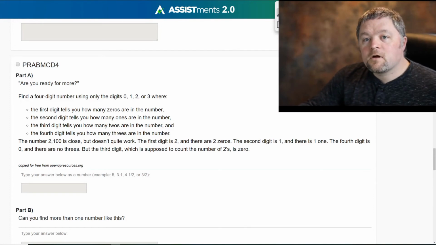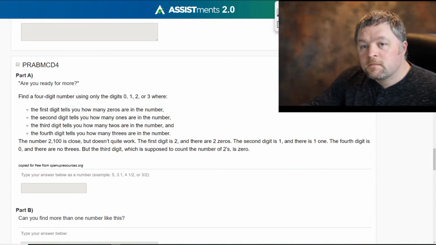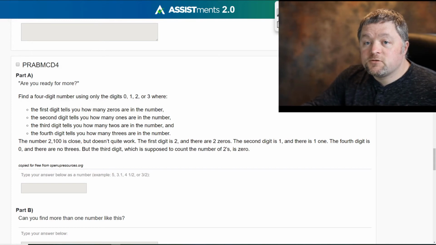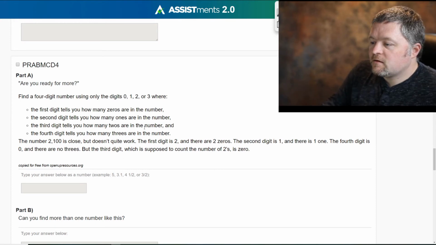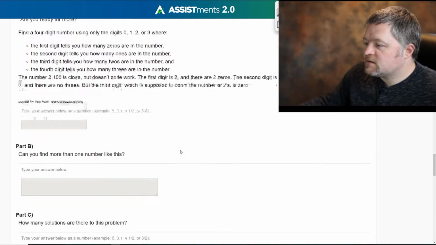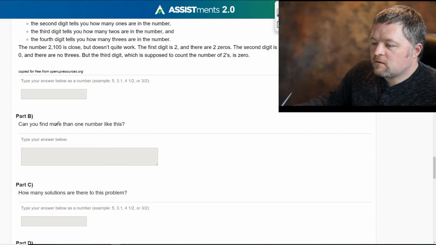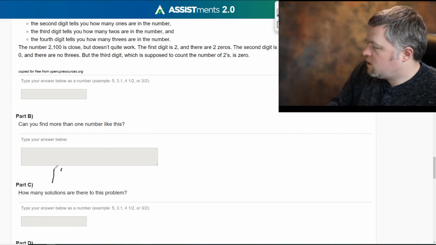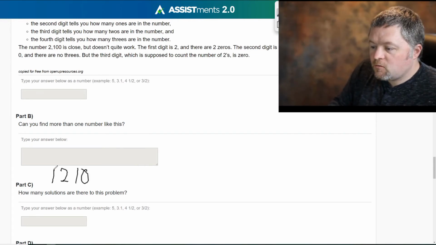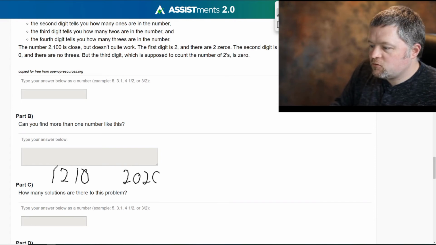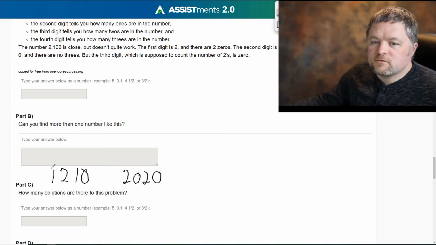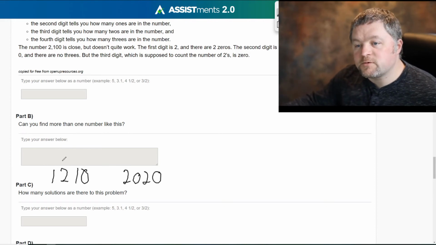Okay, are you ready for more question? Don't stress out about these too much if you don't get them on your own. I will give you the solution to this. And the solution to this is 1210 or 2020. 1210 or 2020. Those are the two possible solutions.